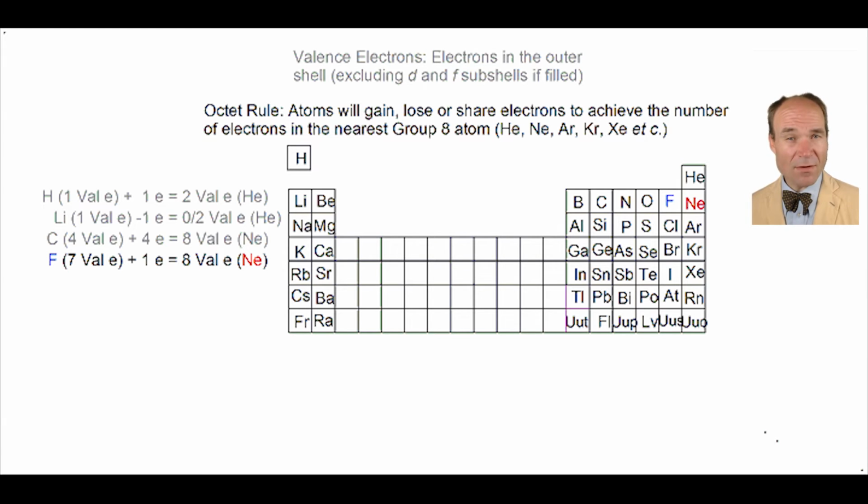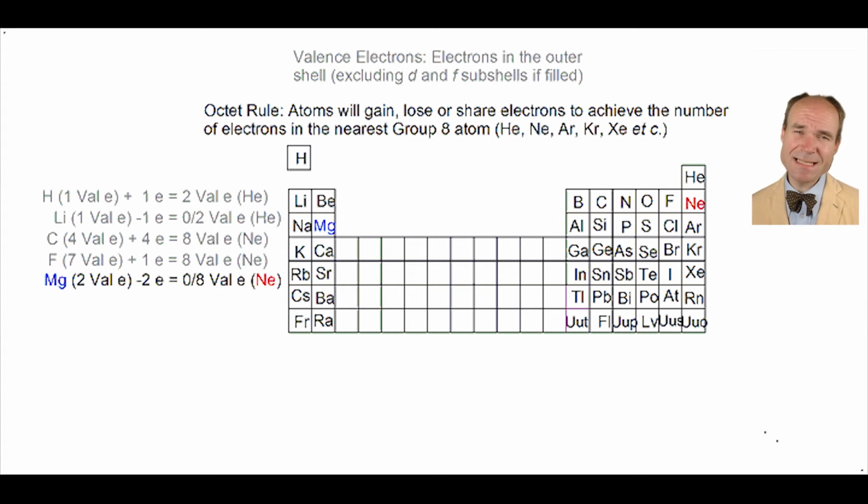Let's focus now upon magnesium, with 2 valence electrons. It also has neon as its nearest group 8 atom. So, magnesium must lose 2 electrons to have the same number of electrons as neon, with 0 valence electrons if you're considering the third shell, also partially filled in the case of the neutral magnesium atom, or 8 valence electrons related to the second shell.